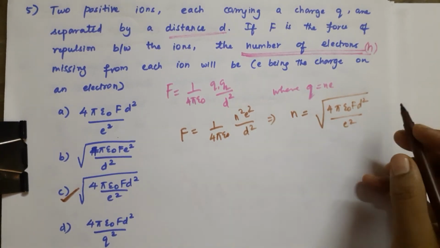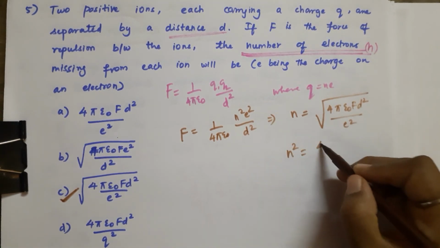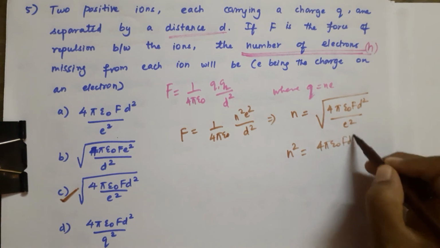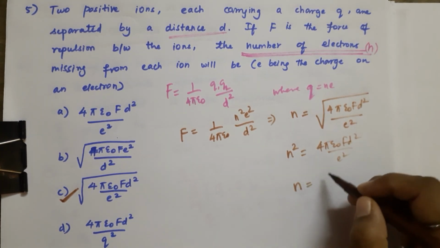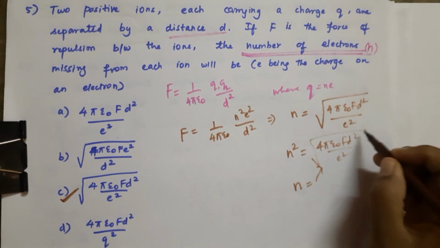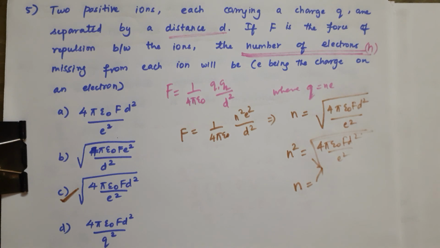I hope you all understood this, right? So just this is n square. We'll have n square, which is equal to 4 pi epsilon naught F d square by e square. So when you take this, n can be taken as root of that. So we'll have this C option. Please check it, yes. I hope you all understood this.